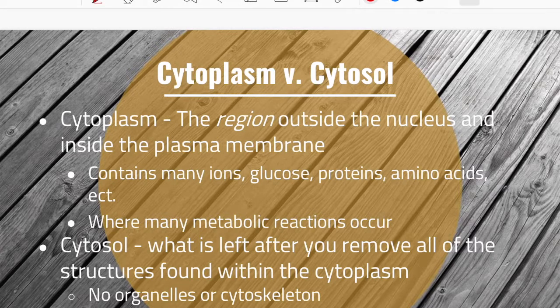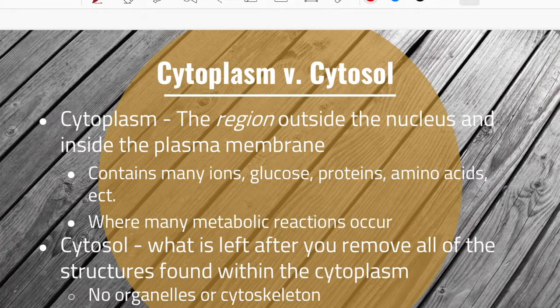We talked a little bit about this, cytoplasm versus cytosol. The cytoplasm is the area outside the nucleus and inside the plasma membrane that contains organelles. It also contains ions, glucose, proteins, amino acids, things that the cell needs in order to function correctly. This is where the metabolism of the cell is occurring. So we're breaking down materials and we're building materials that the cell needs.